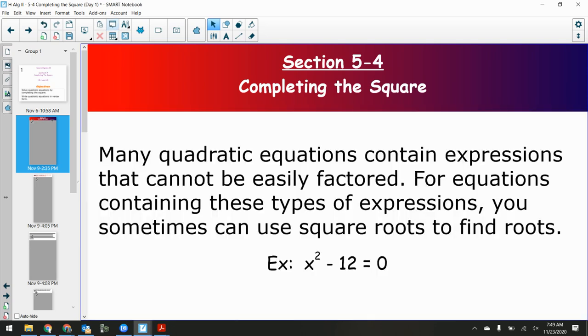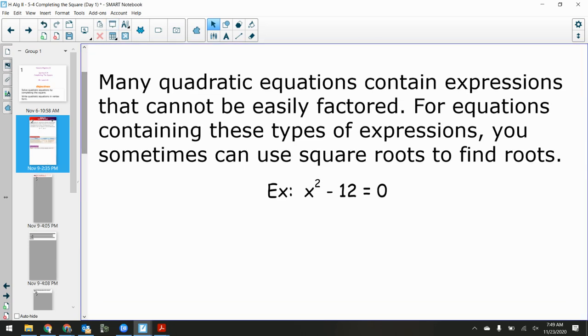All right. So our first method is called completing the square. Many quadratic equations contain expressions that cannot easily be factorable. We talked about that. For equations containing these types of expressions, you sometimes can use square roots. So if it's possible, it would be great to try to solve this directly for x. What do I mean when I say solve directly for x?